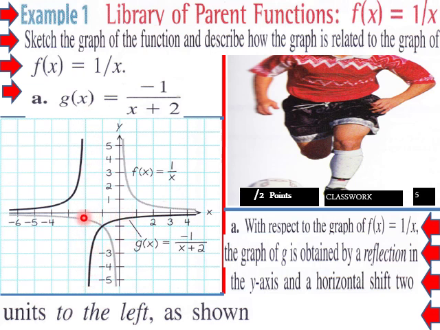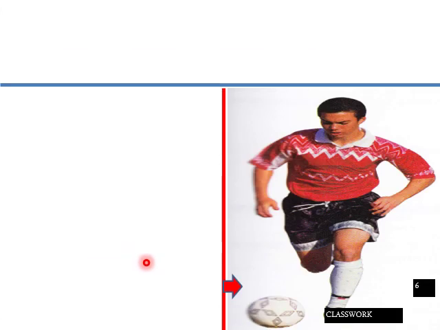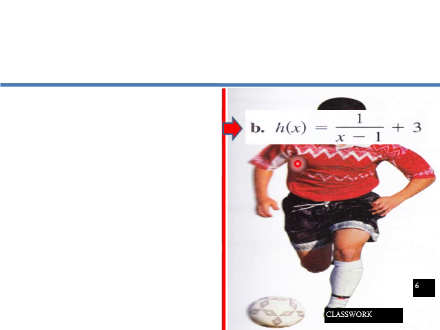And then your x-axis is your horizontal asymptote. So shift 2 units to the left here at negative 2. What else can we find out about it?